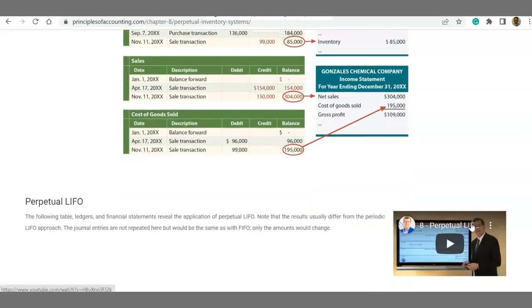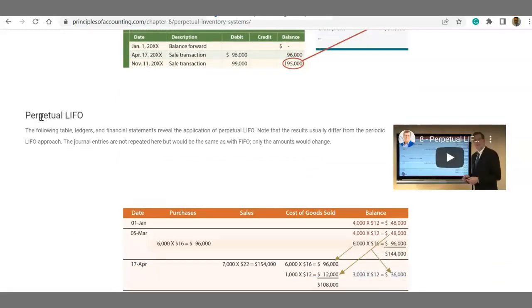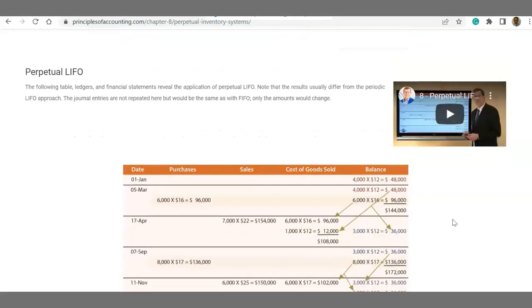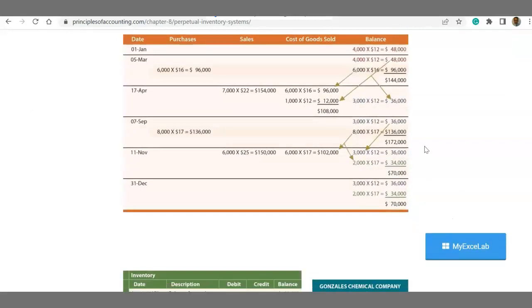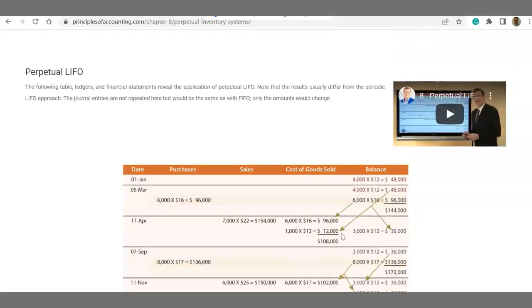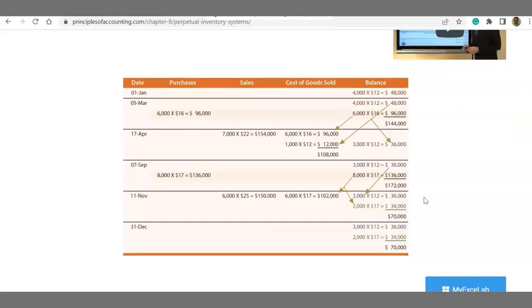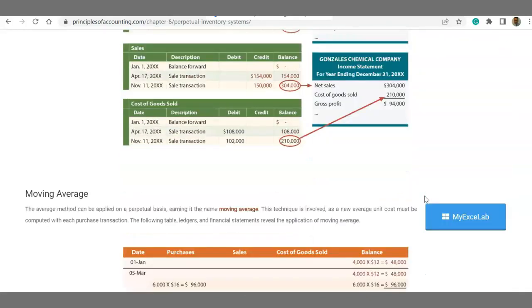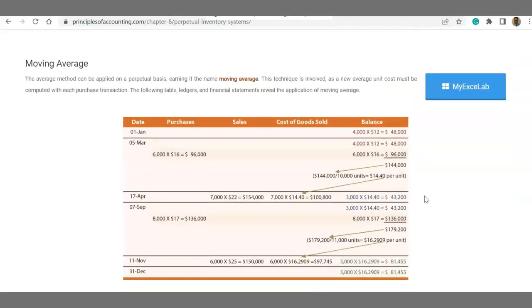Okay. As I said, perpetual LIFO will not be used and is not common to use. So if someone wants to do LIFO, then normally they do under periodic method. But your book is showing for some reason. So whatever it is, if you just want to look at it, it will be the opposite of FIFO, but again, it's not common to use this. But moving average for FIFO, yes.